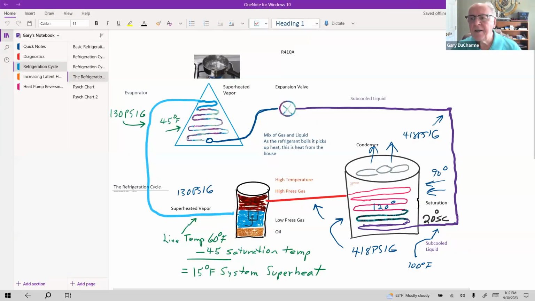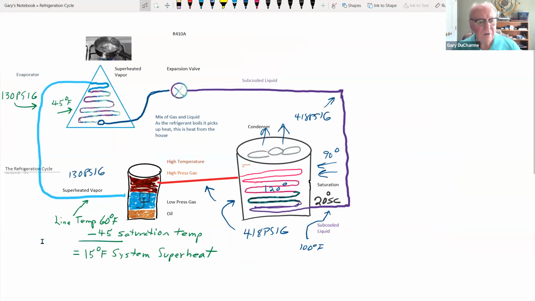So I've done a drawing here that I want to go through with you. This is the refrigeration cycle from start to finish. Now, I have drawn the compressor here. Typically, the compressor is located inside of the condenser here. I brought it out here just so we could see what's going on inside of the compressor and separate it. But typically, this compressor is inside of the outdoor unit.